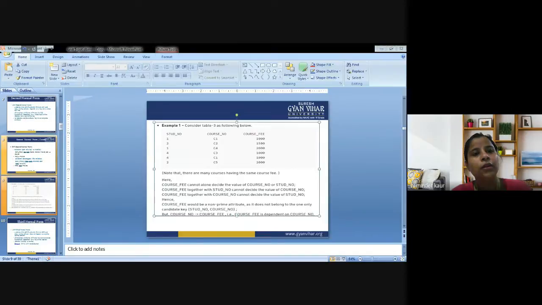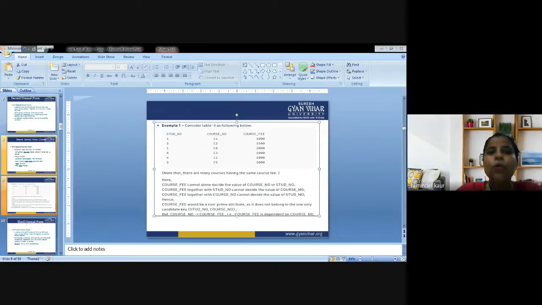So course fee cannot alone decide the value of course number or student number. Similarly, course fee together with the student number cannot decide the value of course number. Again, course fee together with the course number cannot decide the value of student number. Hence, what would be the output? Course fee would be a non-prime attribute as it does not belong to the candidate key, for example, student number, course number.